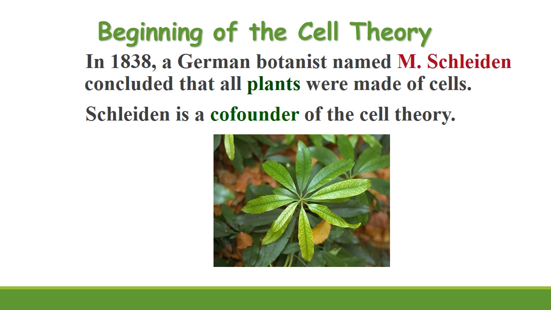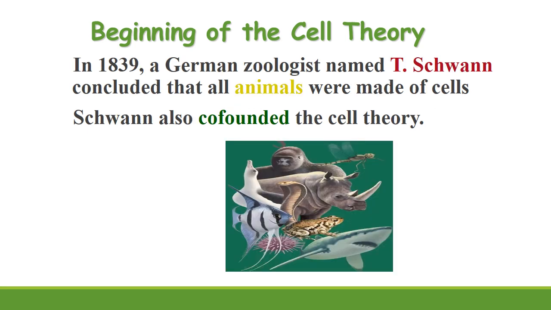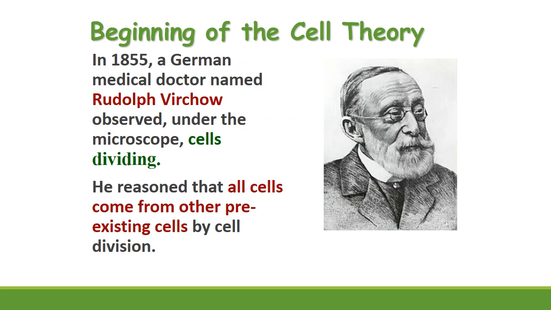Now, we'll discuss the cell theory. In 1838, a German botanist named Schleiden concluded that plants were made up of cells. He is a co-founder of the cell theory. In 1839, a German zoologist named Schwann also concluded that animals were made up of cells. He has also co-founded the cell theory. Then, in 1855, a German medical doctor named Rudolf Virchow observed cells dividing under the microscope. He concluded that all cells come from other pre-existing cells by the process of cell division.